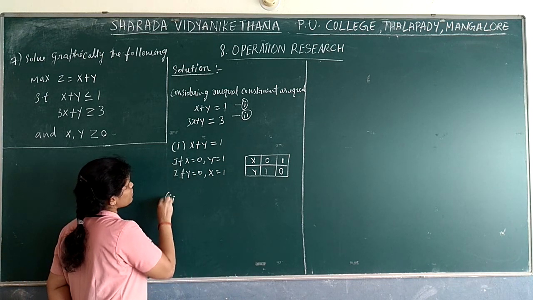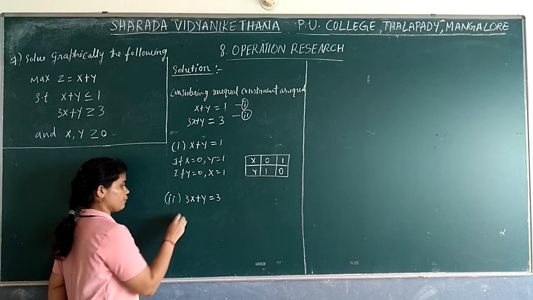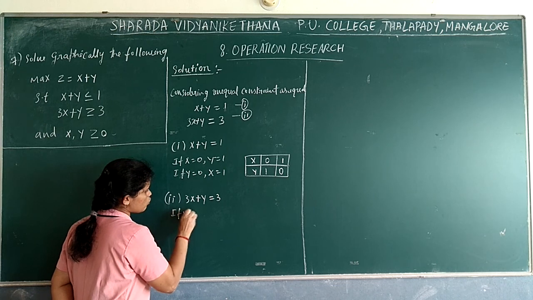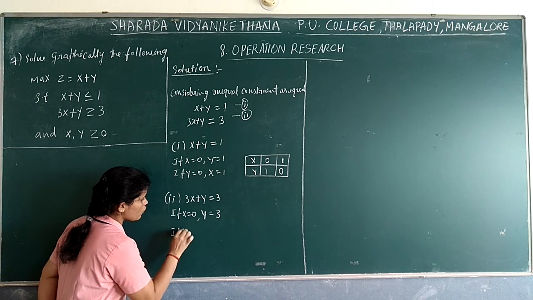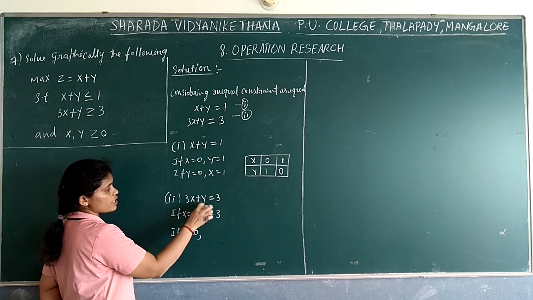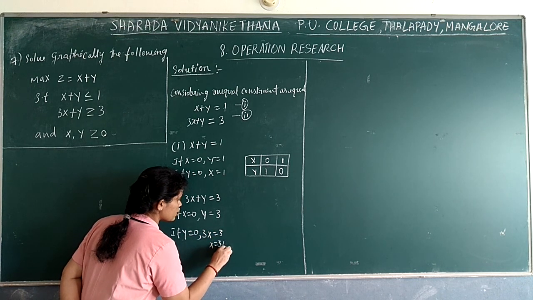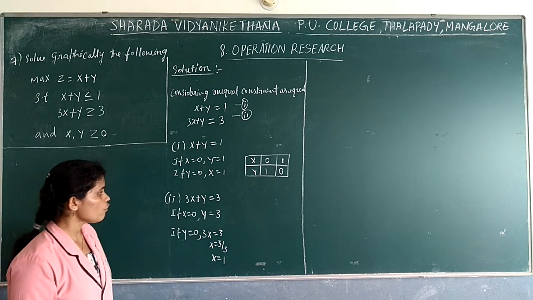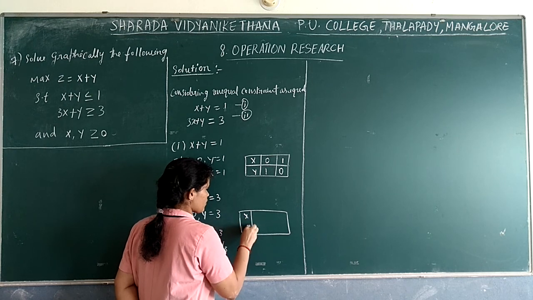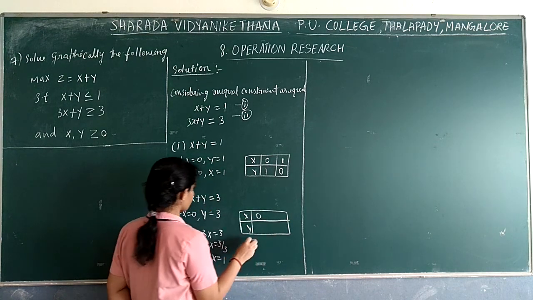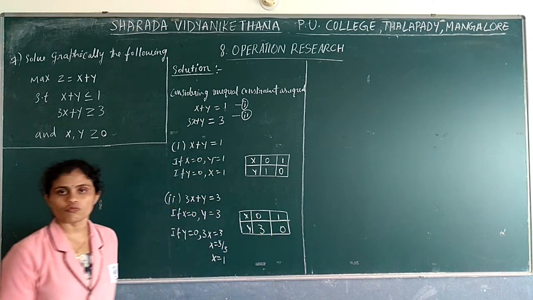Take the second equation, that is 3x plus y is equal to 3. If x is equal to 0, then y is equal to 3. If y is equal to 0, what will remain here? 3x is equal to 3, x is equal to 3 by 3, so x is equal to 1. So we get values: when x is equal to 0, y is equal to 3, and when y is equal to 0, x is 1.